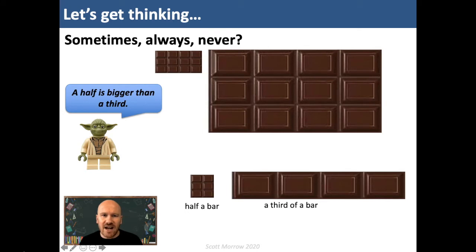When we're finding fractions, it's always a fraction of something. If it's the same thing we're comparing, so 2 similar bars of chocolate, then a half of that bar is always going to be bigger than a third of the bar. But we don't necessarily have to be comparing the same thing. And in the second scenario, because we had a larger bar and a smaller bar, that third of the larger bar was bigger than the half of the smaller bar. So Yoda's statement is only sometimes true.